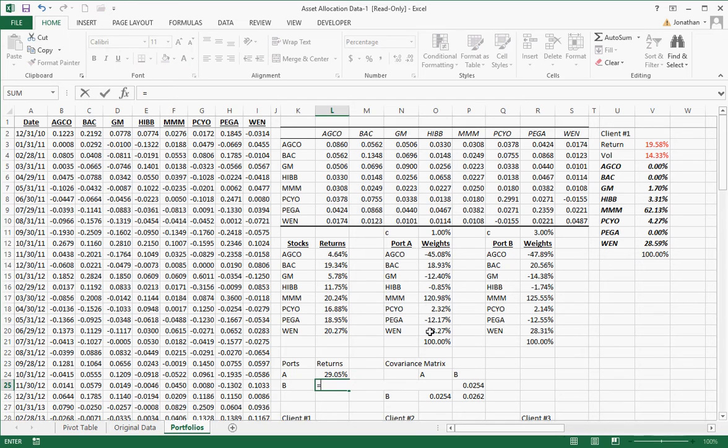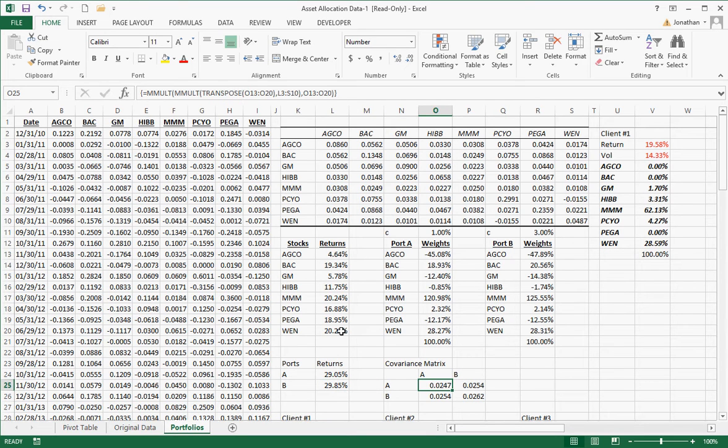The other way you could do this, you could matrix multiply, and you can't multiply 2 column matrices, so you have to transpose one. Doesn't make any difference which one. I'll transpose the weights. I take the weights and multiply by the returns. Control Shift Enter. Do it either way, whichever way you think is the best. So now I have the returns for the portfolio.